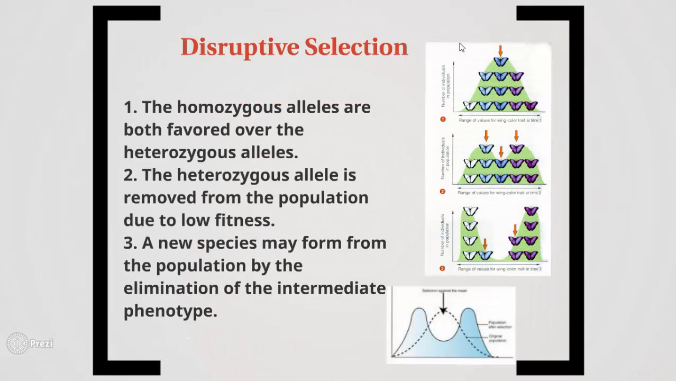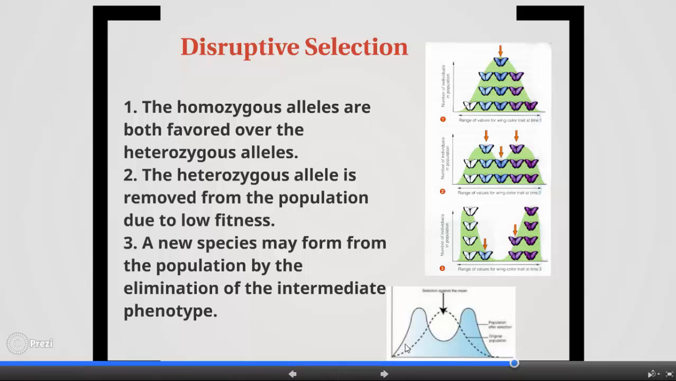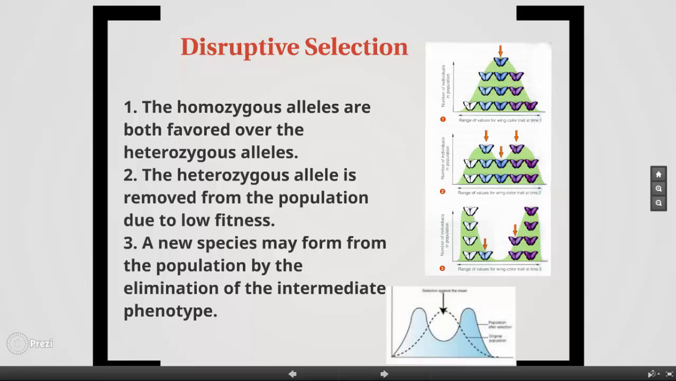And we have disruptive selection. The homozygous alleles are both favored over the heterozygous alleles. The heterozygous allele is removed from the population completely due to low fitness, and a new species may form by the elimination of the intermediate phenotype. So typically we have this bell curve, all right? But when there's no heterozygous, you only have the recessive alleles and the dominant alleles, and they might just end up forming two completely different species, and that's how that works.